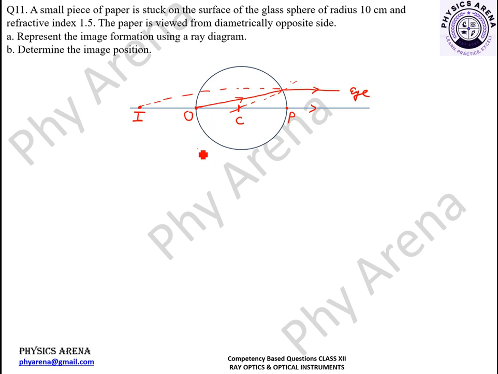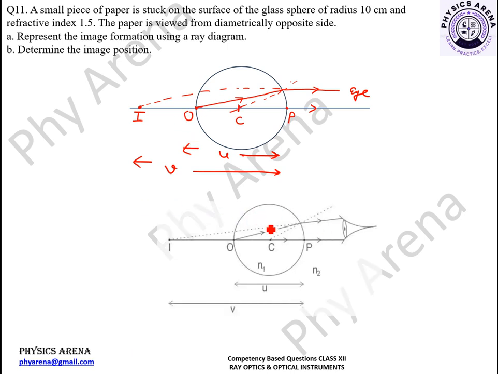So I can say that this is my U, object distance from this pole, and this is my final V, that is image distance from this pole. So we can conclude that this is the ray diagram, and I have drawn it in a better way in this figure. So this is how I have drawn it.